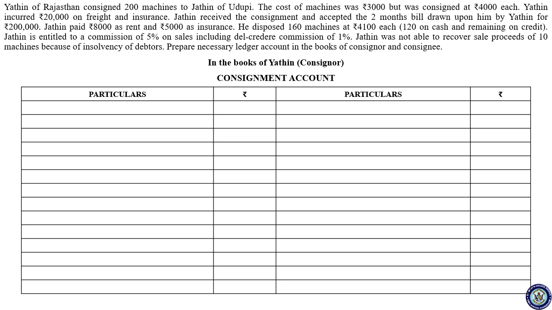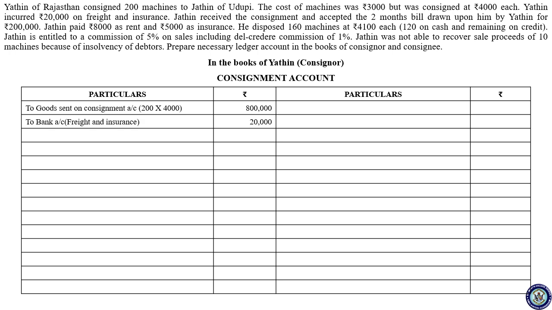Okay, check your answer. So first you have to write the consigned value of the goods, that is the goods sent on consignment, 200 units at the rate of 4,000 each. It comes to 8 lakh. So the next sentence is regarding the expenses incurred by the consignor. So we are preparing the accounts in the books of the consignor.